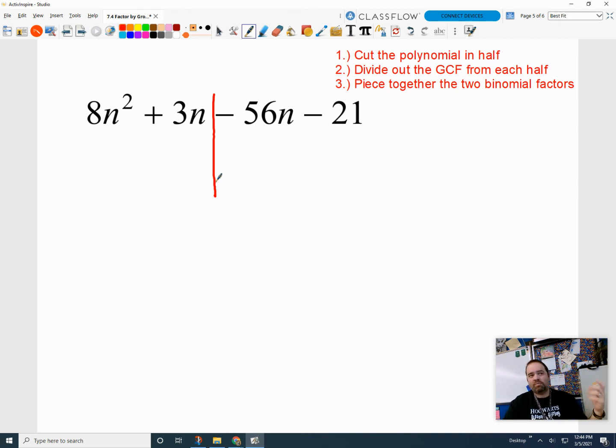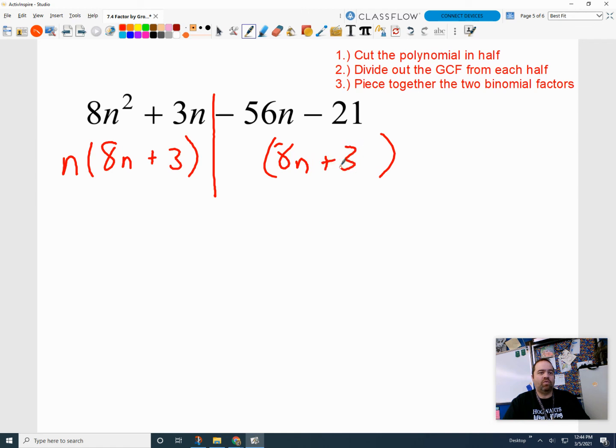Some of the numbers might be a little bit bigger, and if you're not real comfortable with your multiplication facts, it might be kind of a challenge. The only thing I can divide out here is n. Speaking of not being comfortable with your multiplication facts, you can use the first half to help you figure out the second half. If you don't know what to divide out of 56 and 21, but you know the second half is supposed to be 8n plus 3, because it should match the first half, maybe you could use that to help you figure out what you should have divided out.